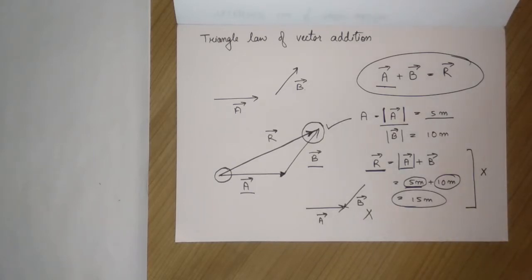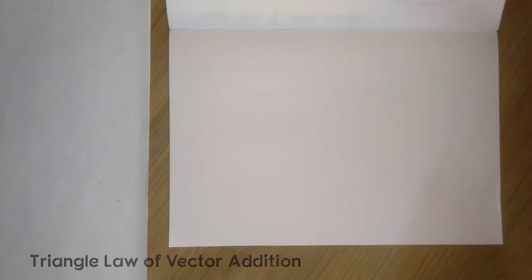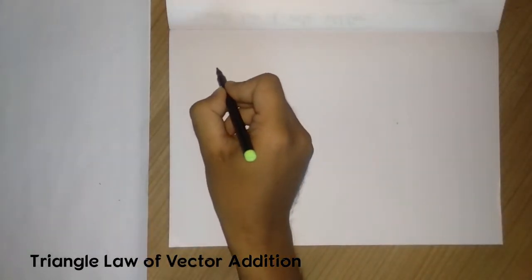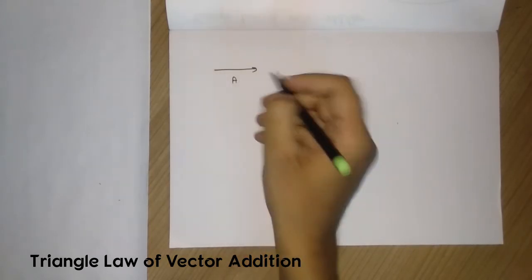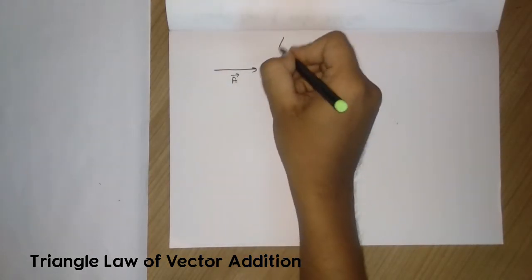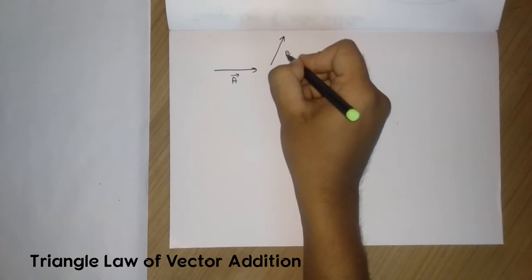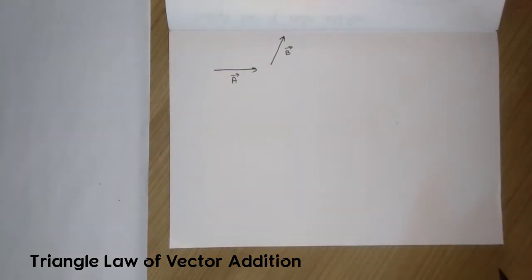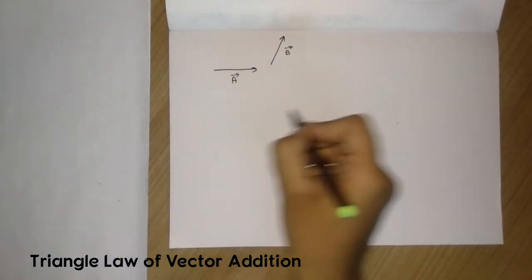We have to follow certain rules, which clearly indicates that addition of two vectors cannot be done by simple addition. As I have told earlier, in the triangle law of vector addition, let us consider two vectors. This is vector A and this is vector B. How to add these two vectors? Usually, the diagram which represents the addition of these two vectors I have drawn earlier, it would be like this.